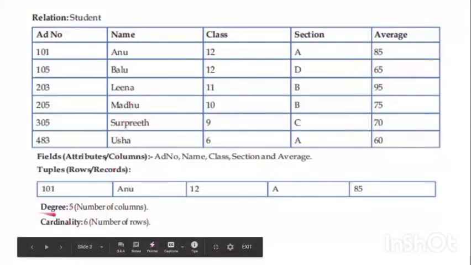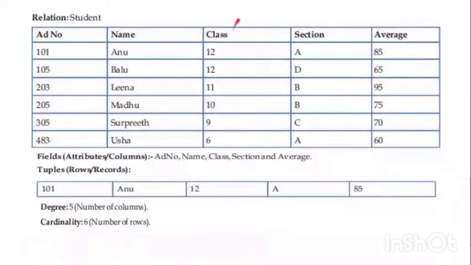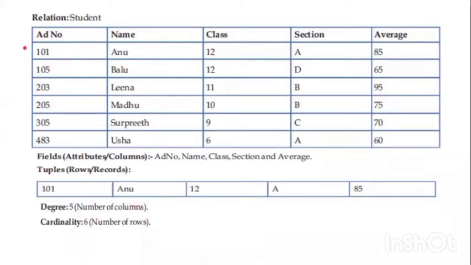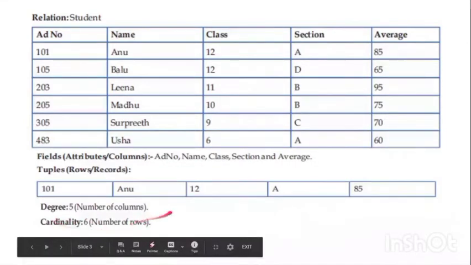And what is degree? Degree is the number of columns. So how many columns are there in this table? 1, 2, 3, 4, 5. So there are 5 columns. So the degree is 5. Then what is cardinality? Cardinality is the number of rows. So how many records are there? 6 records. 1, 2, 3, 4, 5, 6. So the cardinality is 6.